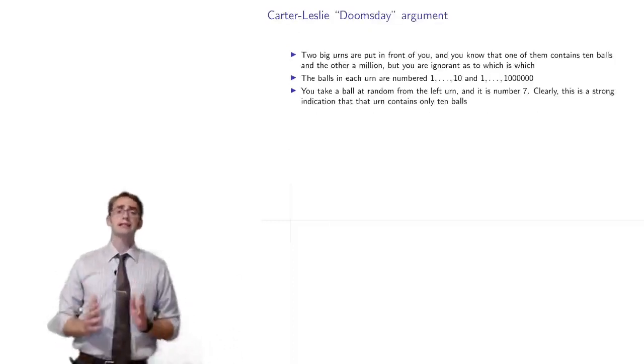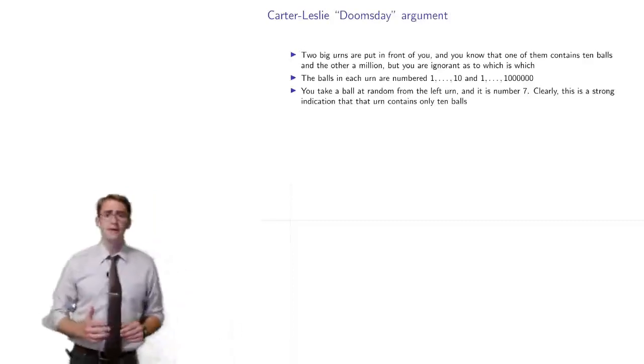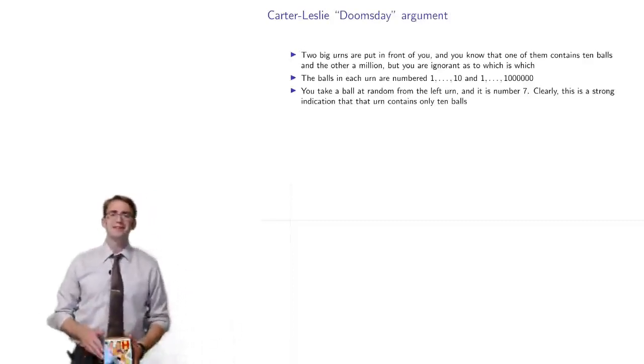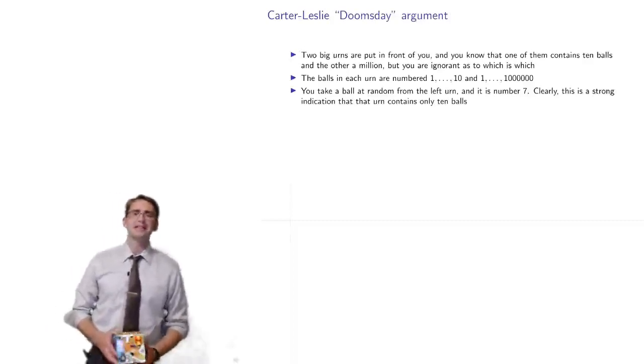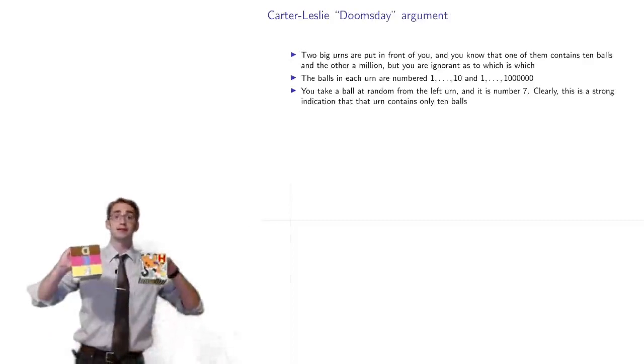The Carter-Leslie doomsday argument is referred to by some philosophers as a mathematical proof that the world is going to end soon, or a probabilistic argument of that sort. And it looks like this. We have two big urns in front of us. I'm going to use these two boxes here.